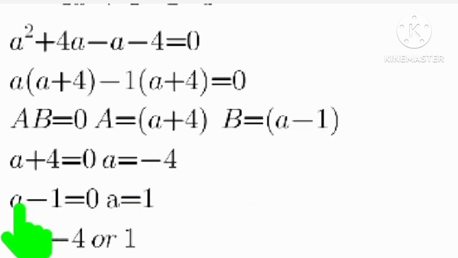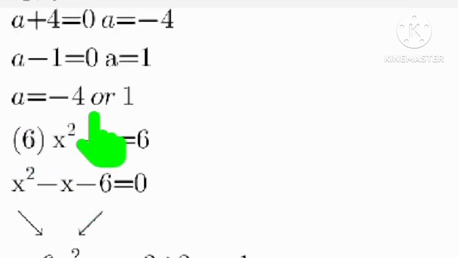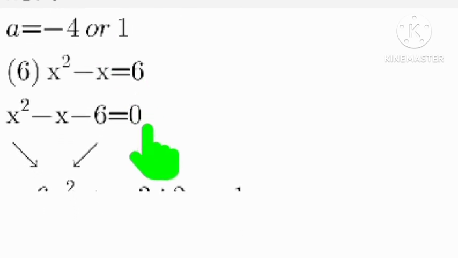We do the same thing for the other bracket. We expand this bracket. a minus 1 is equal to 0. And then we collect like terms. We bring this one to the other side, so a is equal to 1. So a is equal to negative 4 or 1. Let's go to number 6.